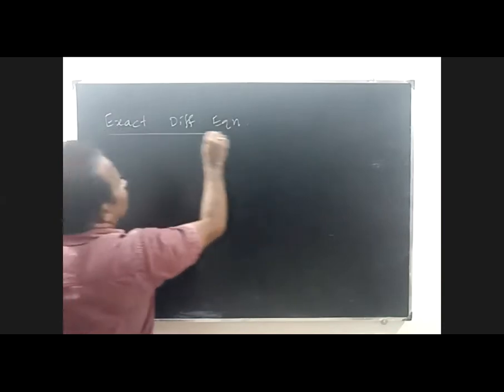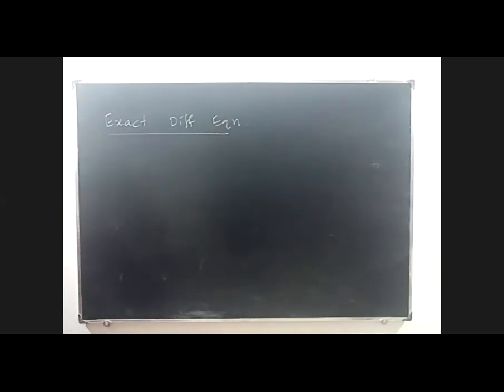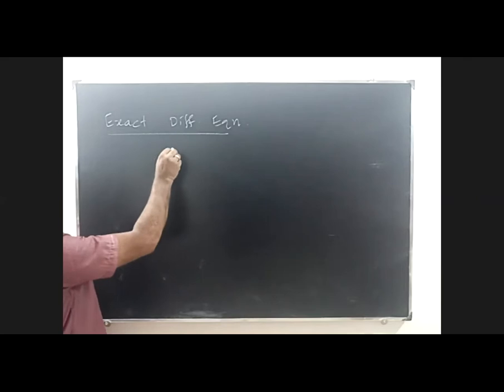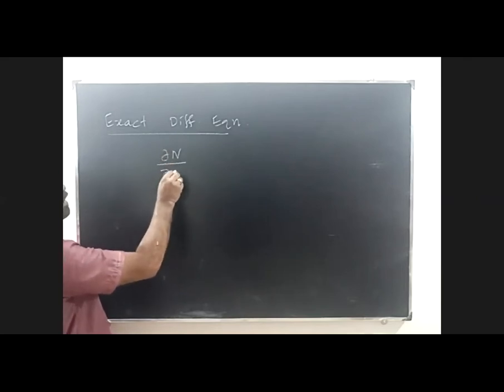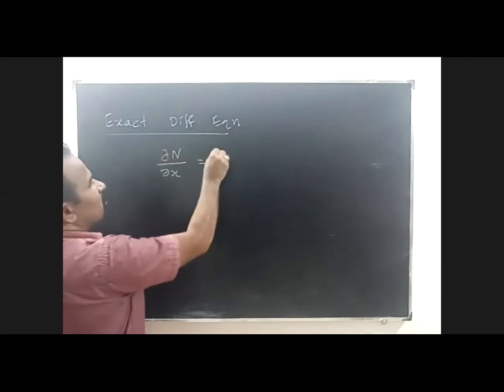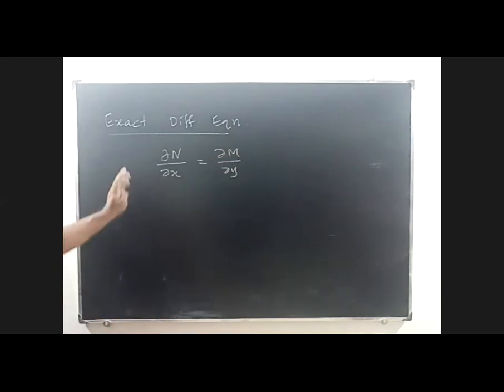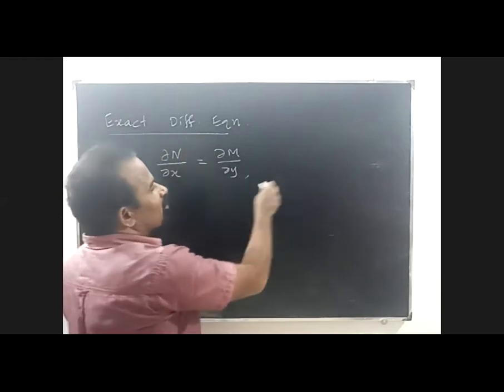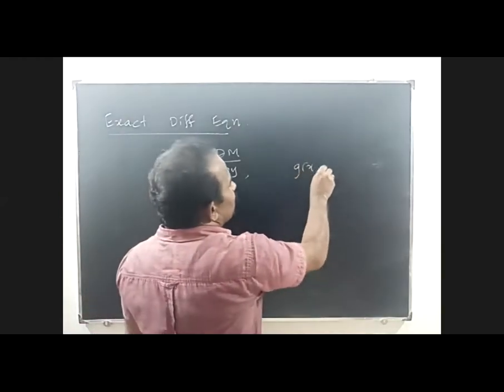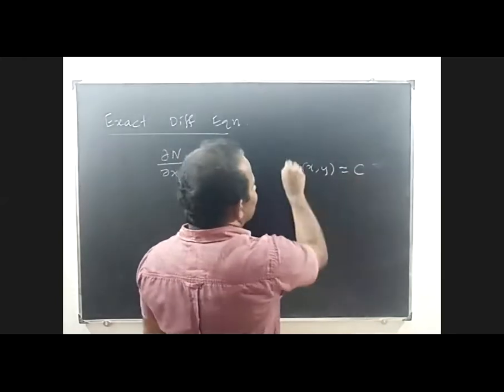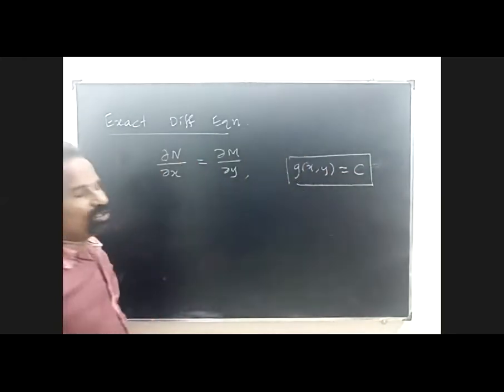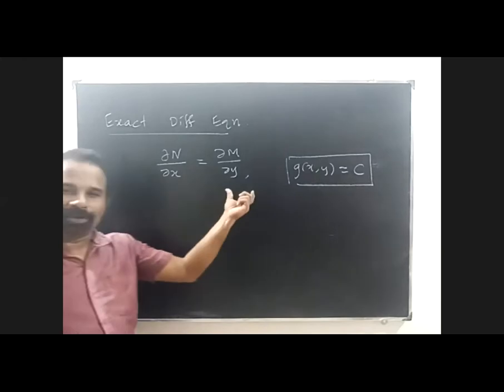You know that we already discussed what is exact: ∂N/∂x is equal to ∂M/∂y. If this condition is satisfied, that equation is called an exact differential equation. Then you know how to solve it. You will get the function F(x,y) = c, which is nothing but the solution of the exact differential equation.